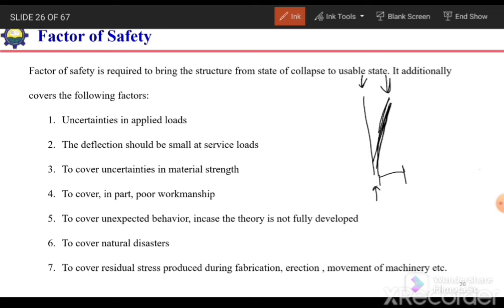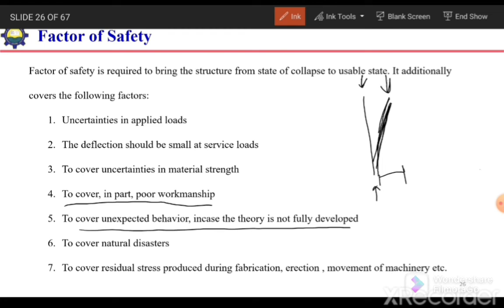So to account for that unforeseen circumstance, we need to add some factor of safety. It also covers unexpected behavior in case the theory is not fully developed. Most of the time, or sometimes, we can say, the theory for the design is not 100% developed. So if we do not apply the factor of safety and the behavior is different from expected, in that case the collapse can occur.